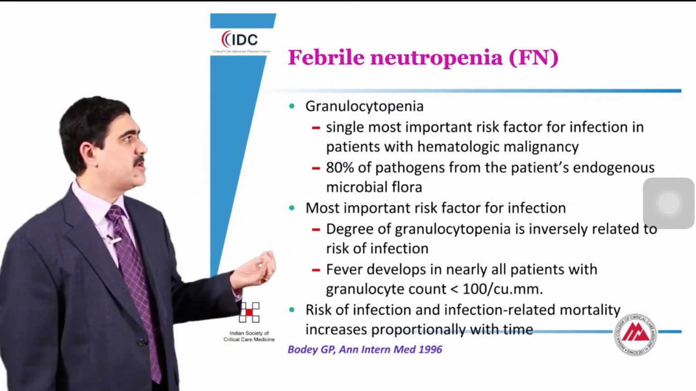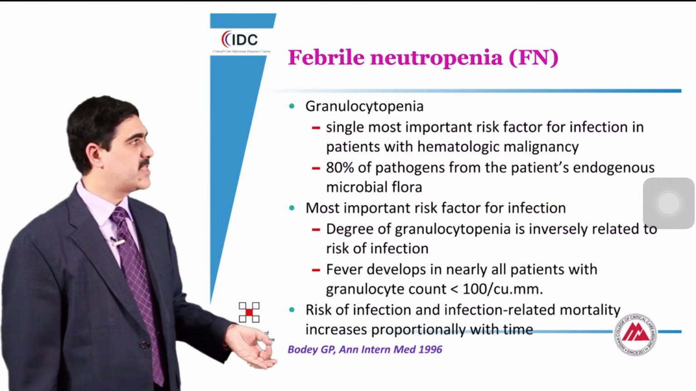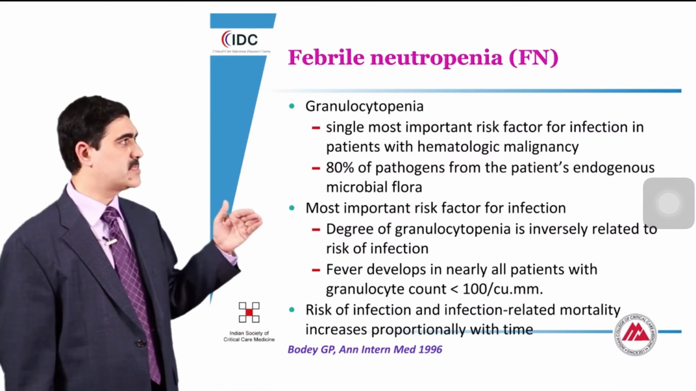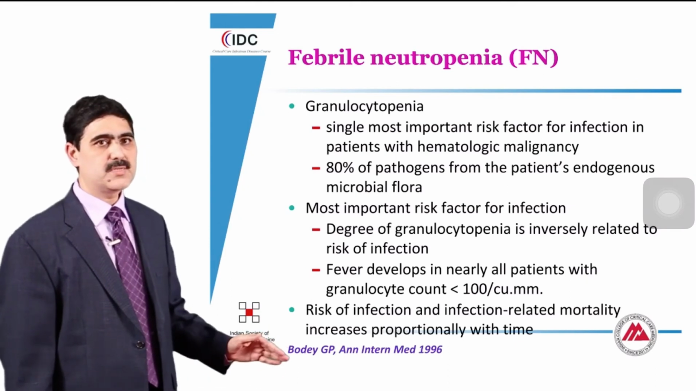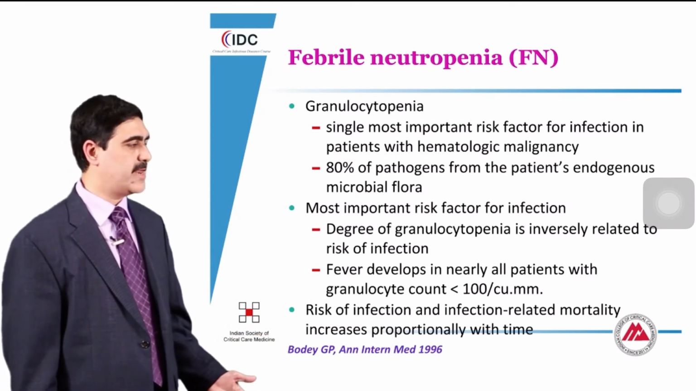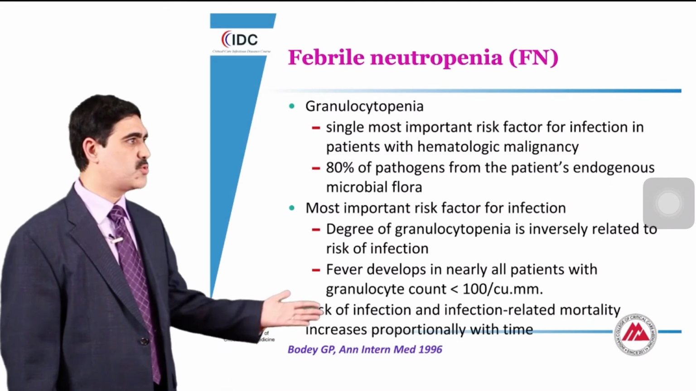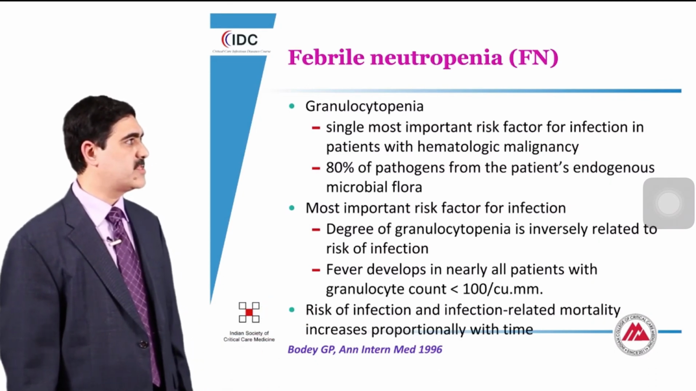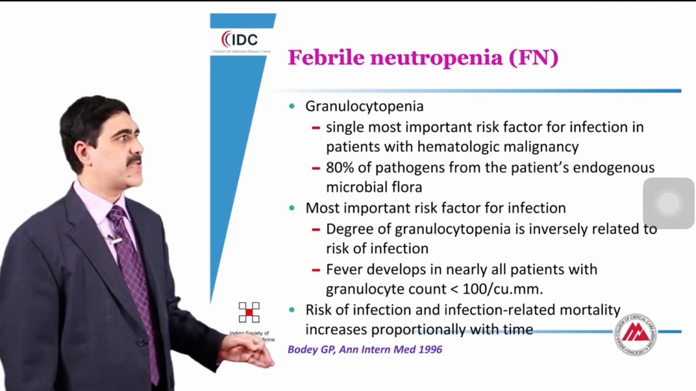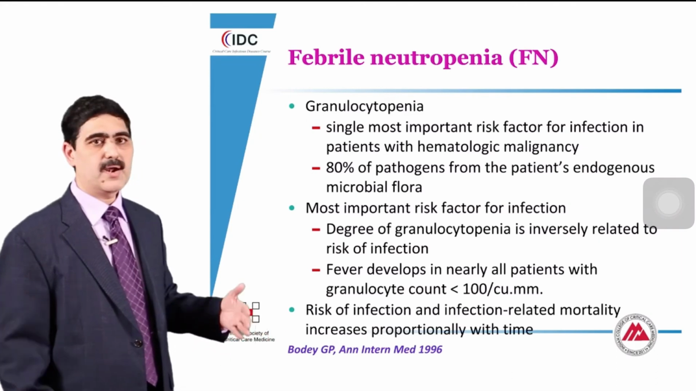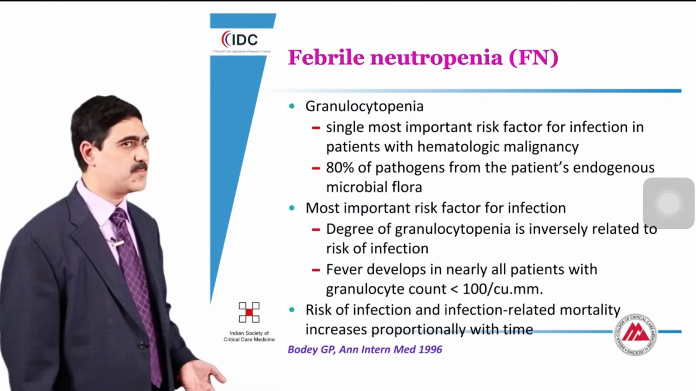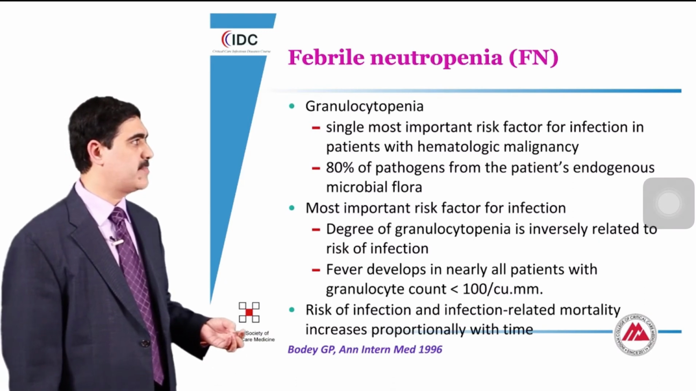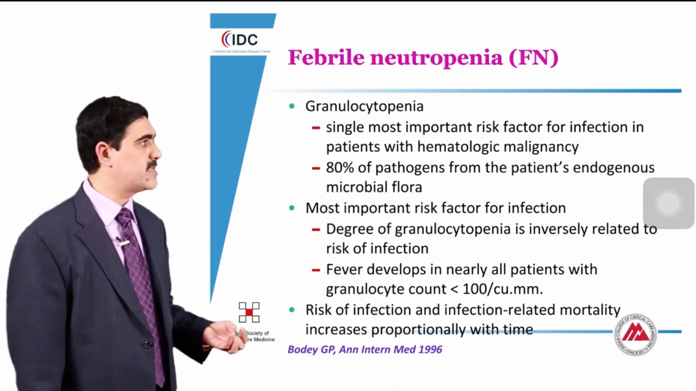When I say febrile neutropenia, the most important thing that we think about is the granulocytopenia, which is the single most important risk factor for infection in patients, particularly with hematological malignancy, but also others who may be on chemotherapeutic agents. 80% of the pathogens from these patients are a lot of the times endogenous microbial flora, which may be spreading and causing significant bacteremia or even bacteremia and sepsis.